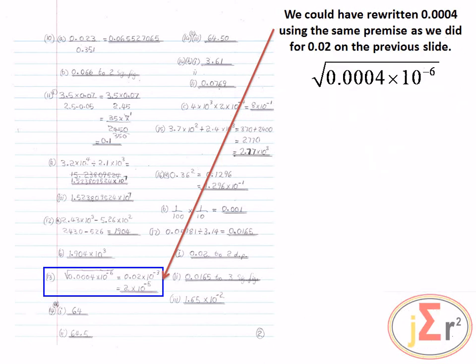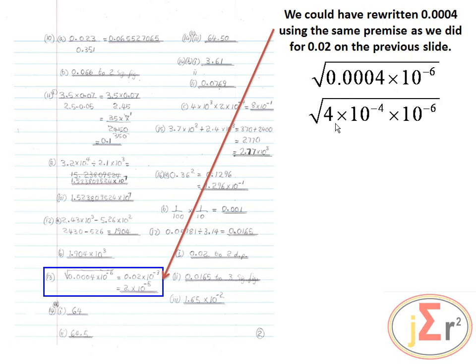We could have rewritten 0.0004 using the same principle or the same premise as we did for 0.02 on the previous slide. So we are rewriting this 0.0004. What do we know? We consider numbers that do not have any non-zero digit to the left of the decimal point as small. So this is a small number. It will be accompanied by a negative power of 10 in the end. And the number of decimal places that is required to write this in standard form, 1, 2, 3, 4. We know that small number, negative power, number of decimal places, 4, negative 4.